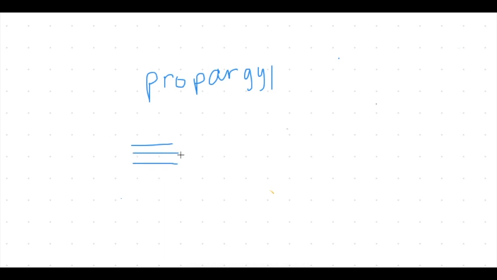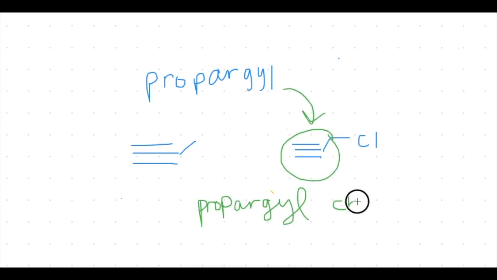Our last group is a propargyl group. This is a triple bond that has 1 carbon coming off of it. Now when we use this propargyl group in a compound, for example, if I have an extra chlorine coming out of it, this would be the group. We would name this propargyl chloride.